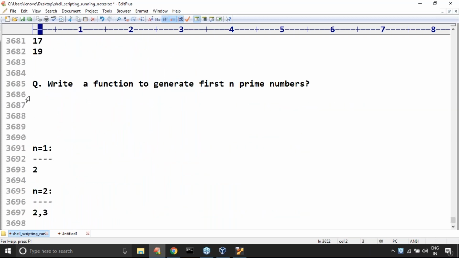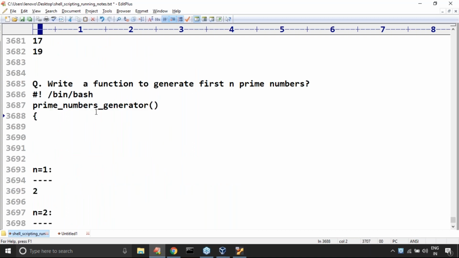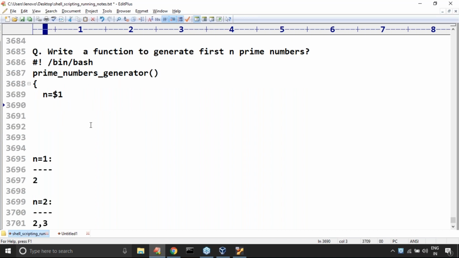Very simple. I'm taking a prime numbers generator with n as the parameter. Whatever n value we are passing, let me save it into variable n. Now take very special care: count is equal to 0. Then n1 is equal to 2, because I have to start prime numbers from 2 onwards.